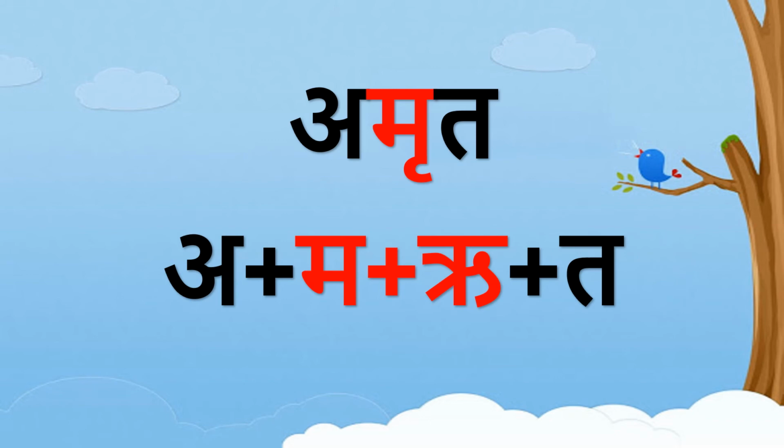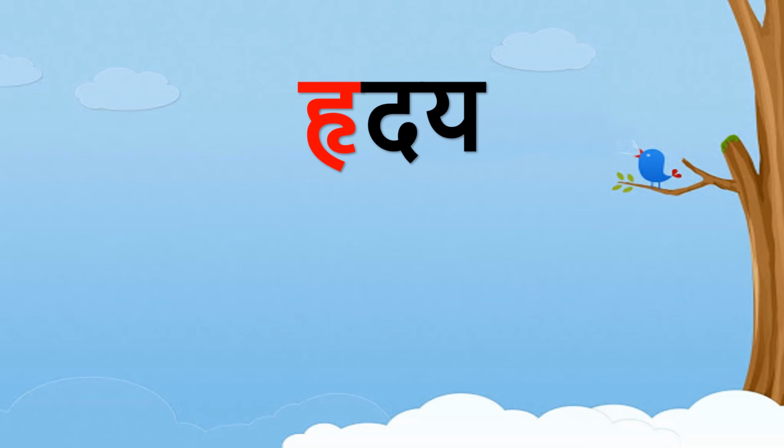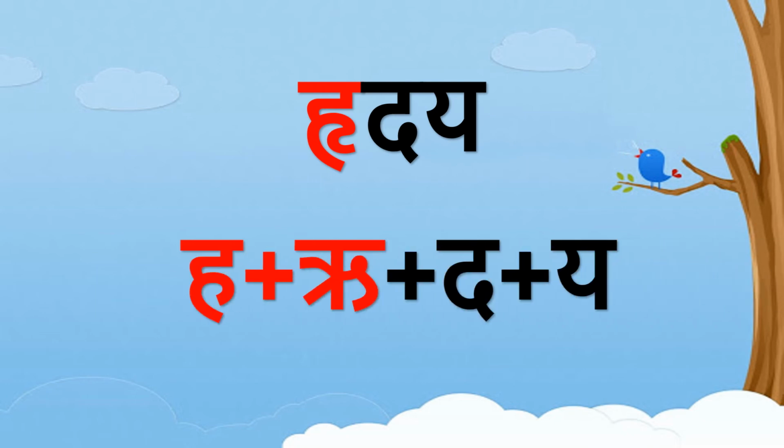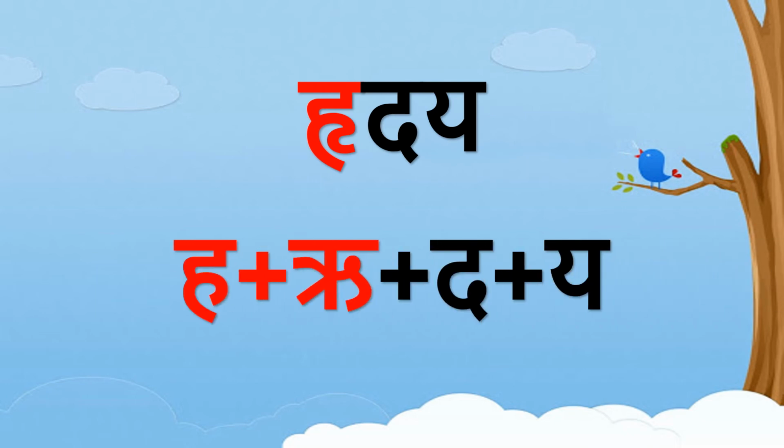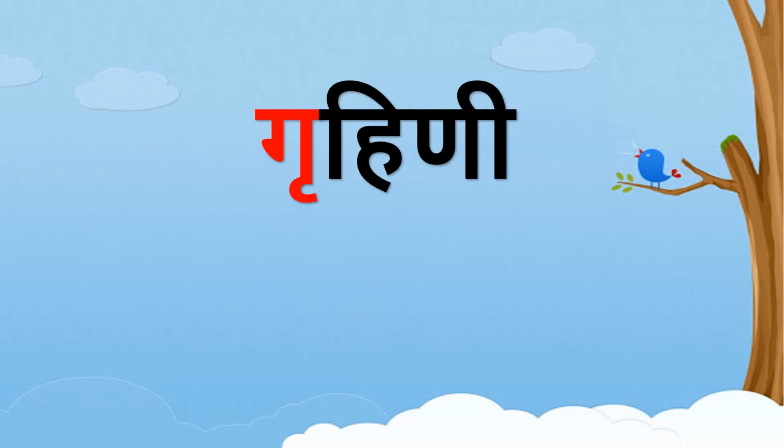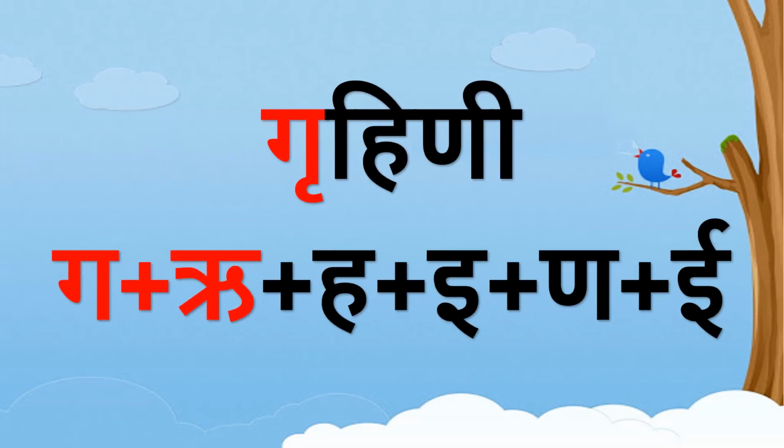Next word, Amrit. A, ma, ri, mri, ta. Amrit. Next word is Hriday. Ha plus ri, hri, da, ya. Hriday. Next word, Grahini.